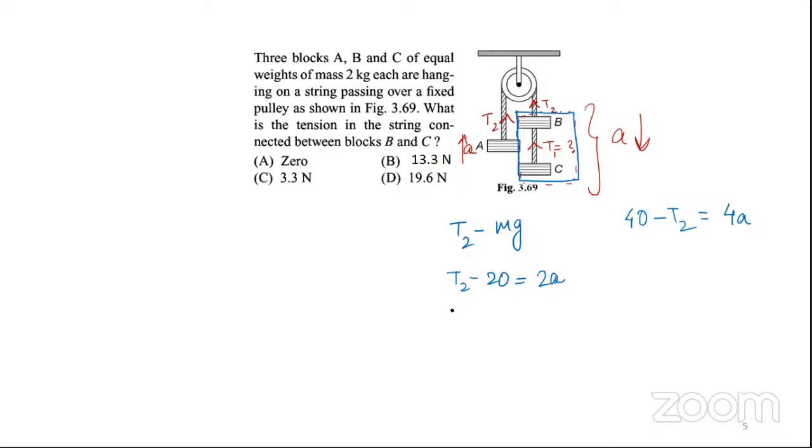All right, so from here, let's add up both of these equations. That will eliminate T2 directly. That will give me 40 minus 20, that is 20, equals 6a. So a equals 10 by 3.